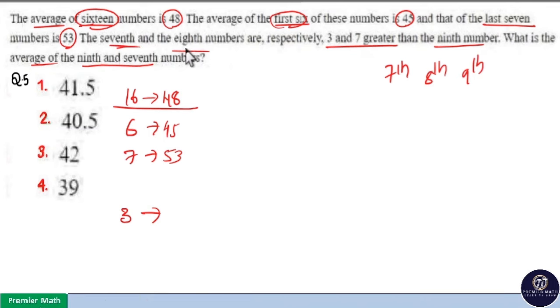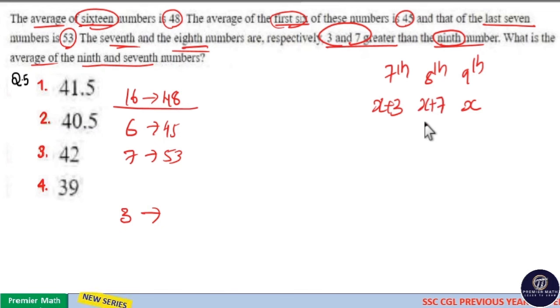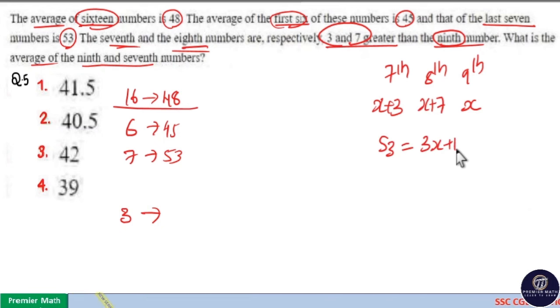Here the 7th and 8th numbers are 3 and 7 greater than the 9th number. Consider the 9th number as x. Then the 7th number is x plus 3 and the 8th number is x plus 7. Now the sum of these 3 numbers is equal to 3x plus 10. From the average of 16 numbers and the other data, we can find the sum of these 3 numbers.